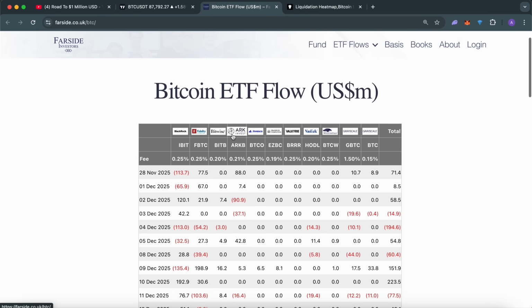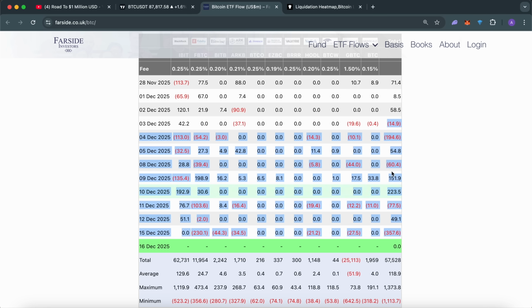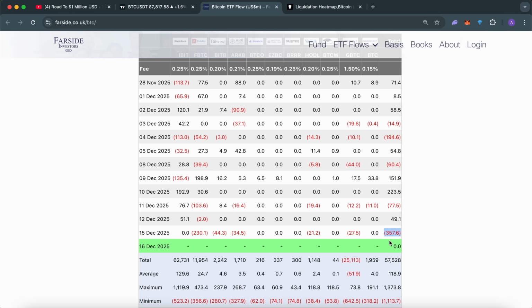First of all, the Bitcoin ETF flow tables. Yesterday we saw a big net outflow of $350 million in a single day of trading. Now there isn't really a clear trend to be identified here, but especially now that we have this massive outflow here, I am going to continue checking back in with this every single day.